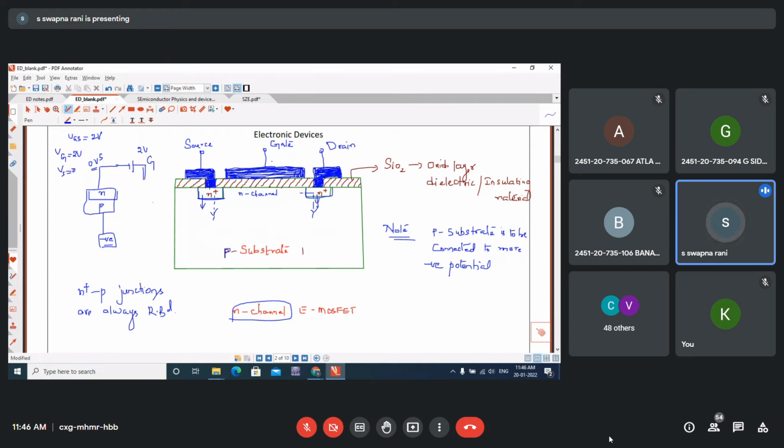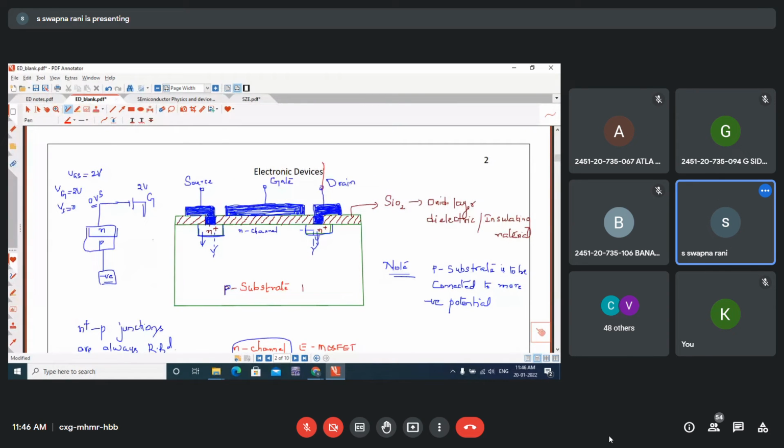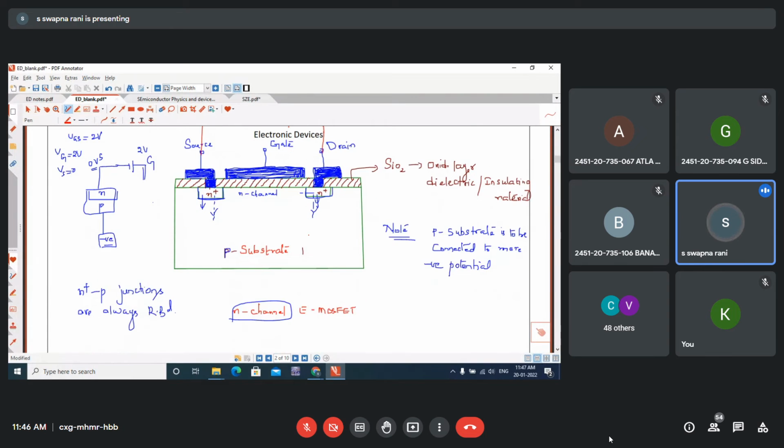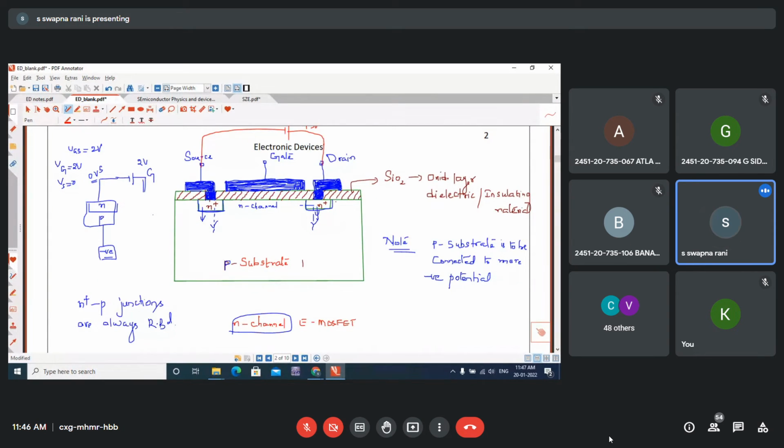as soon as you give some potential at the drain, like 2 volts or 3 volts, the charge carriers will start flowing from source to drain. But there is no channel at all. If there is a channel, then on providing VDS, the charge carriers will start moving through the channel from source to drain. But if a channel is lacking, first the channel must be established.